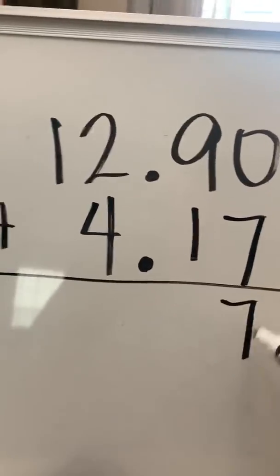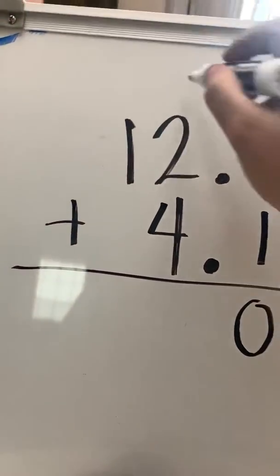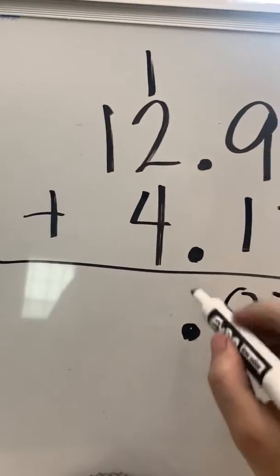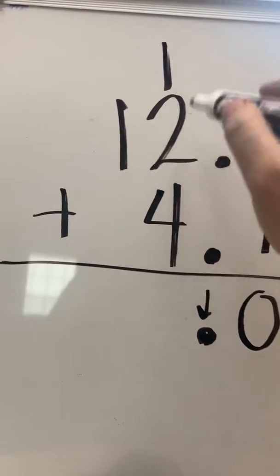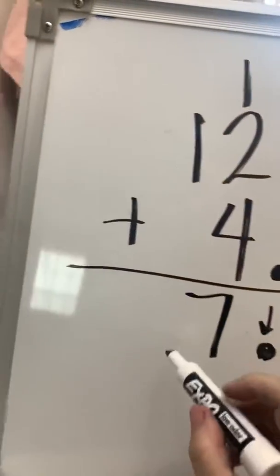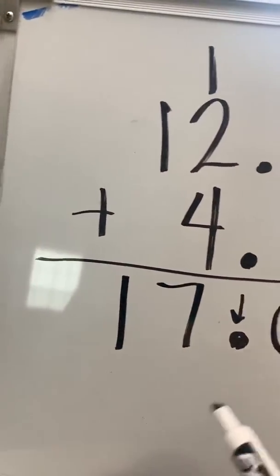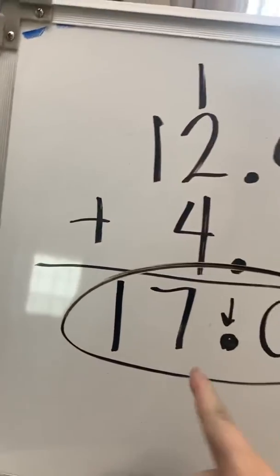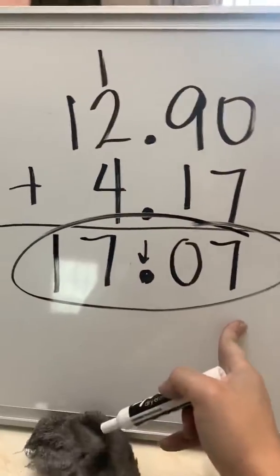7 plus 0, 7. 9 plus 1, 10. Bringing down my decimal point. 1 plus 2, 3 plus 4 is 7. 1 plus nothing is 1. So this totals how much Joe has spent at the movie theater.